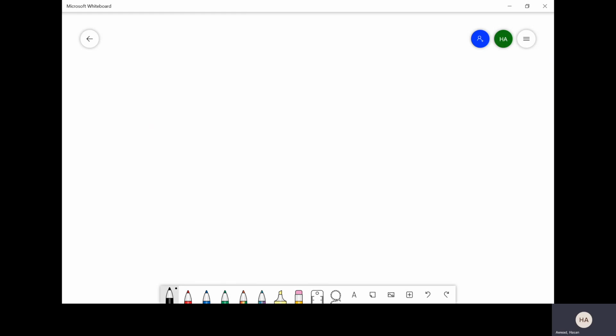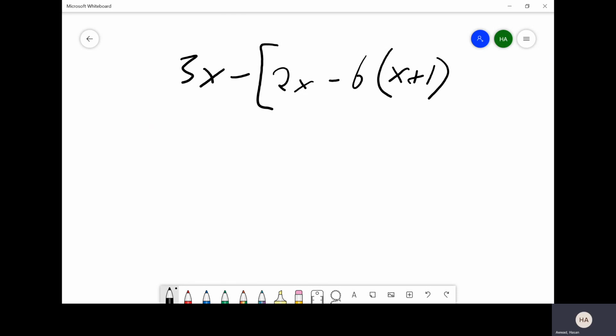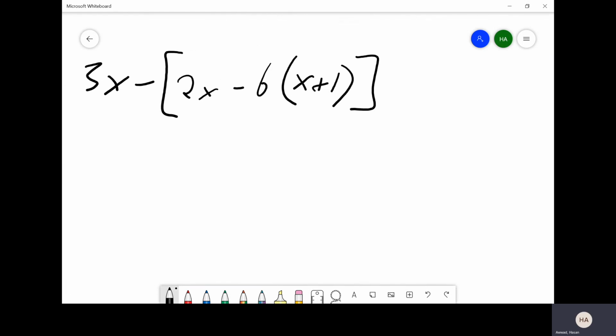Okay, so try your hand now at the second classwork assignment, which I will write out here. So you're going to solve 3x minus, and now we have a bracket, 2x minus, and then 6 times, and then in parentheses, x plus 1, close the bracket, is equal to 7x minus 1.